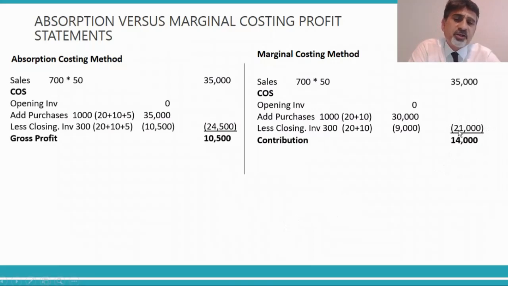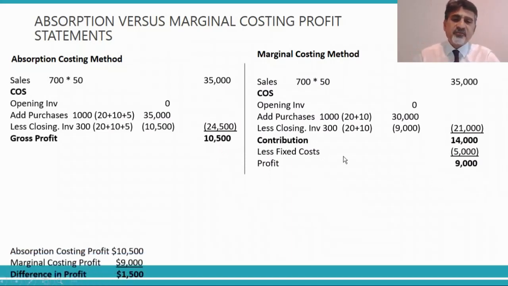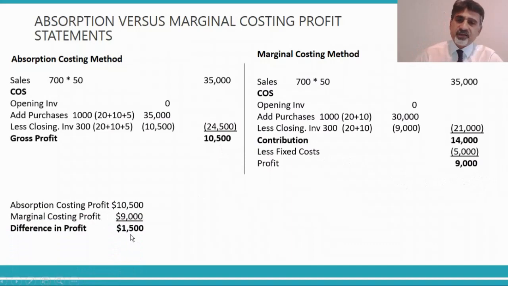And now fixed costs are remaining. Here we added this $5 inside. Here we did not add any fixed cost because in marginal costing, we subtract fixed cost in full. We say less fixed cost $5,000 because that was our total fixed cost. 2,000 was depreciation, 2,000 was rent, 1,000 was insurance. So total $5,000 we subtract and we say our profit is $9,000. Now you see that profit under absorption costing was 10,500, profit under marginal costing is 9,000. So there is a difference in your profit of $1,500.